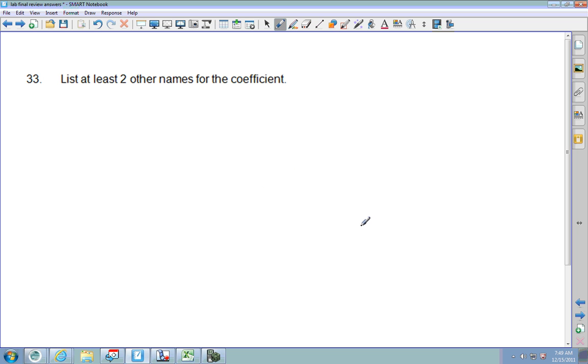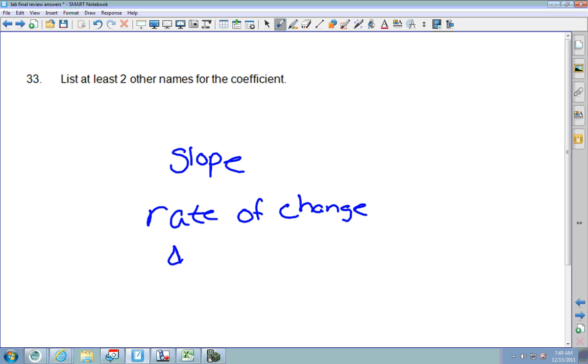Next, list at least 2 other names for the coefficient. What else can we call the coefficient? One of them starts with an S. Slope. There's a phrase that starts with an R. Rate of change. We can also call it delta y over delta x. They also use the phrase rise over run. Okay, you could use any of these. Our most common ones, though, are right here, the slope and the rate of change.